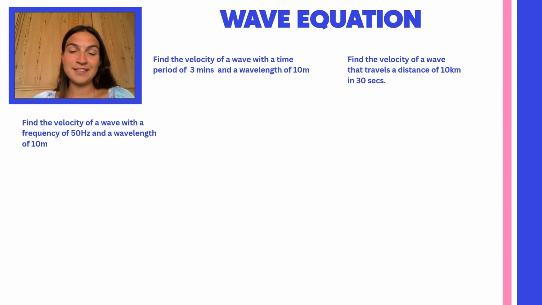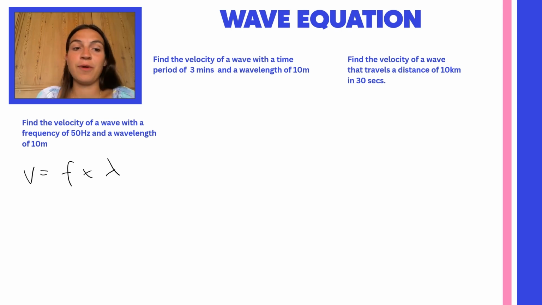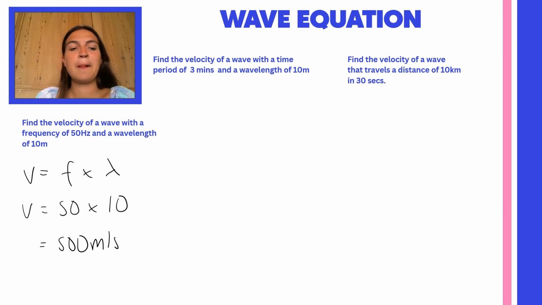Okay, now some practice finding wave speeds. My first question here is find the velocity of a wave with a frequency 50 hertz and a wavelength of 10 meters. As always, I'm going to pick my correct equation. Speed is frequency times wavelength. Then I have my frequency and my wavelength, so I just need to multiply those two things together, and that gives me a speed of 500 meters per second.